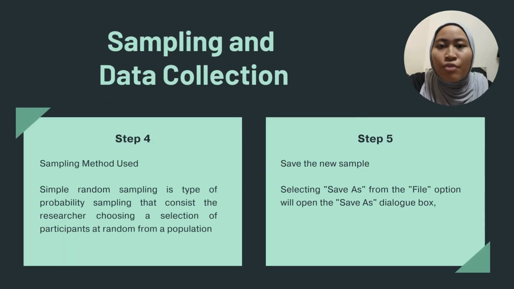After that, for step 4, we will clarify the sampling method that we use here. We use simple random sampling, which is one type of probability sampling in which the researcher chooses a selection of participants at random from a population. And last but not least, in step 5, we need to save the data for further analysis. Selecting Save As from the File option, the Save As dialog box will pop up, allowing us to keep the sample safe.